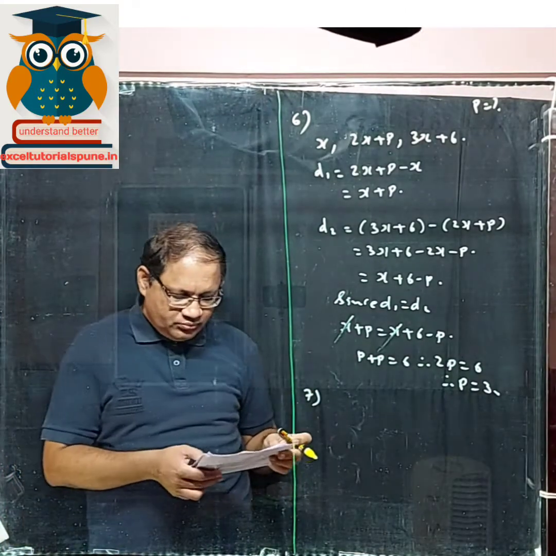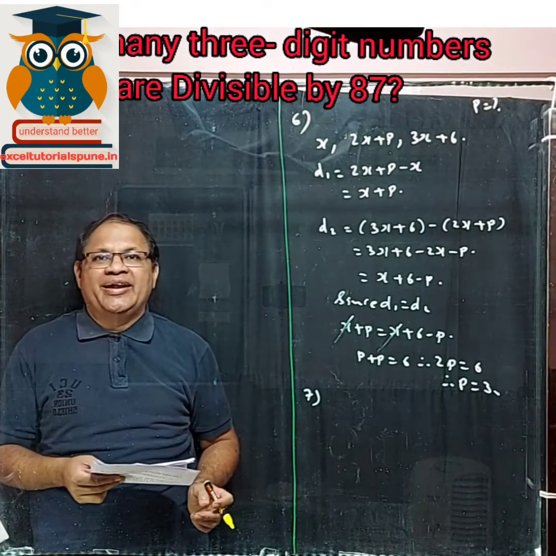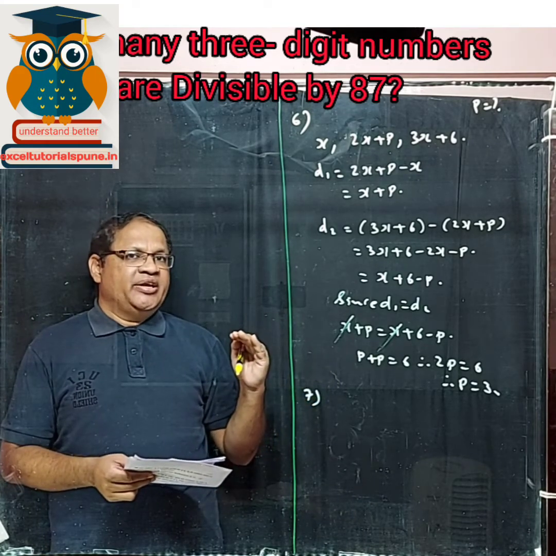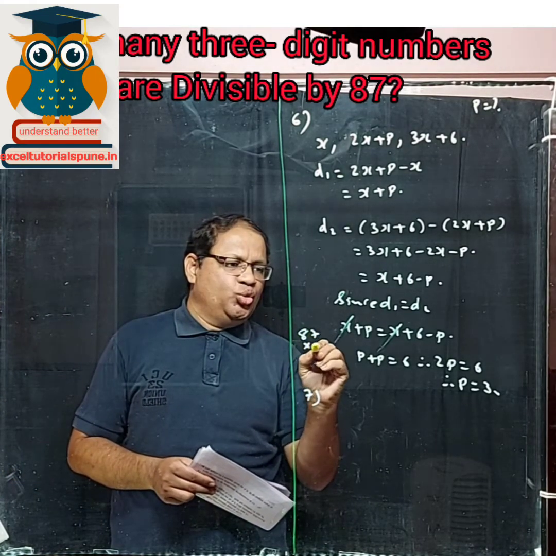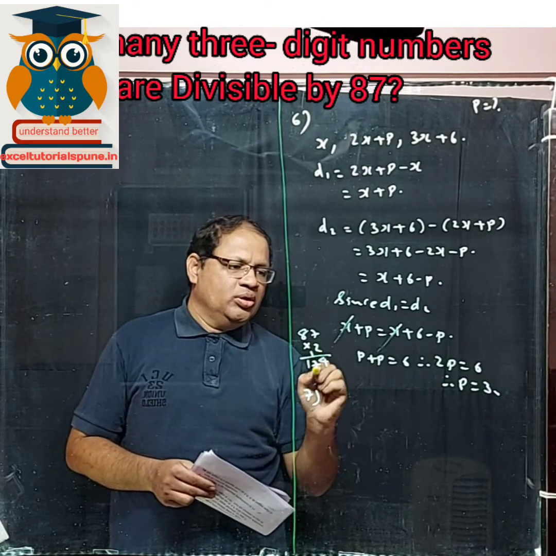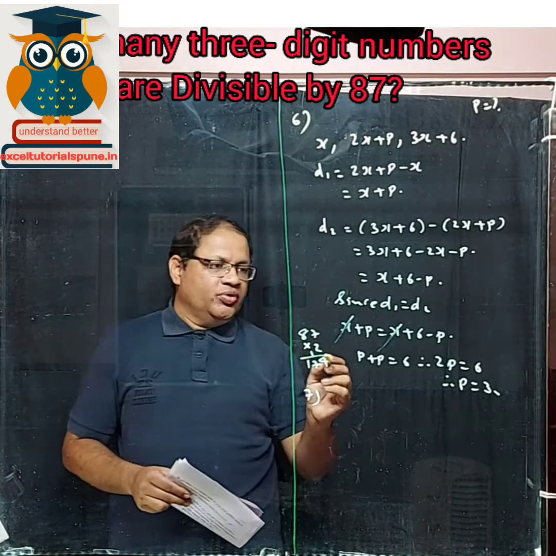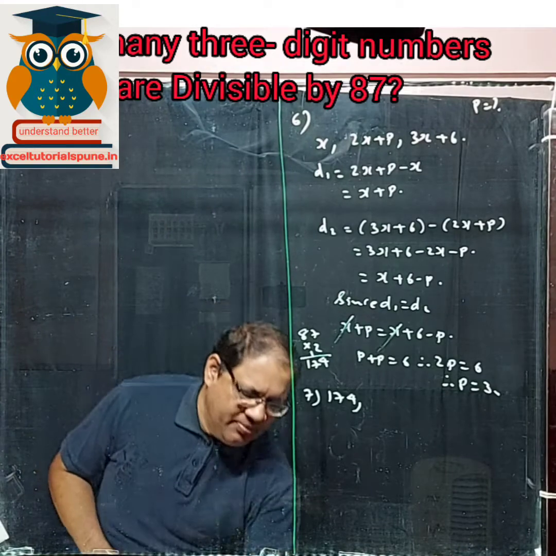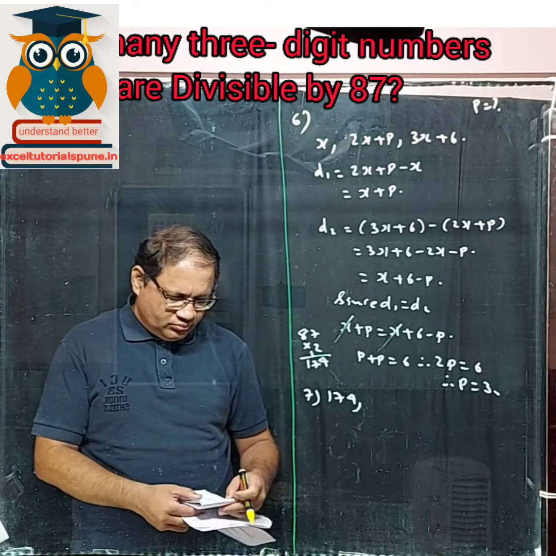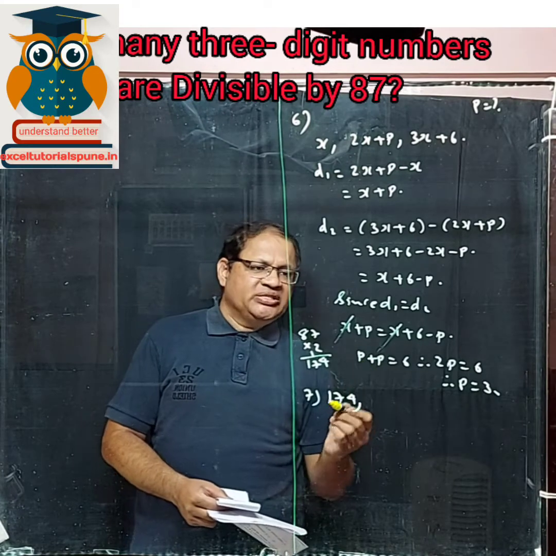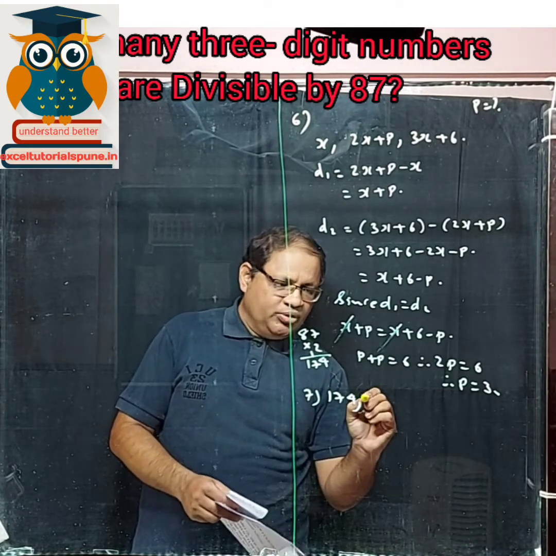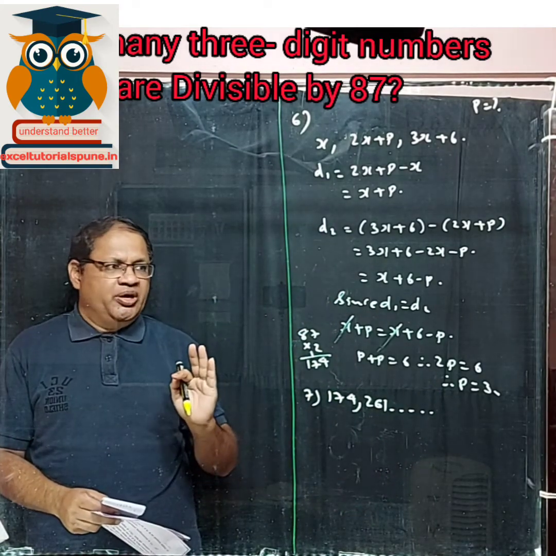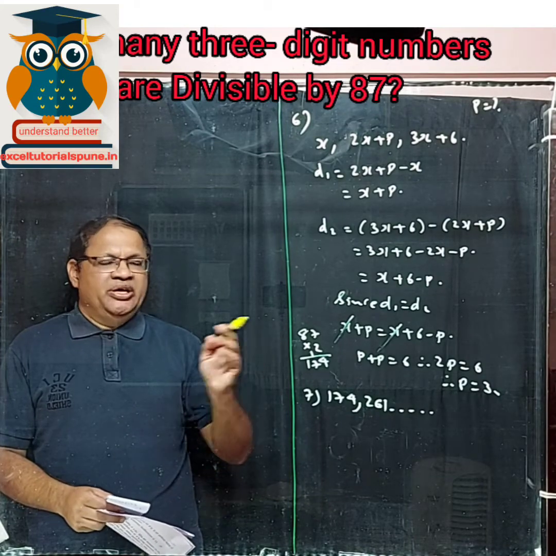Now seventh sum. How many 3-digit numbers are divisible by 87? 3-digit number. So which will be the first number that is divisible by 87? Let's do 87 into 2, that is 174. So 174 is the first number. Then the next number will be 174 plus 87, that is 261. And it goes on.